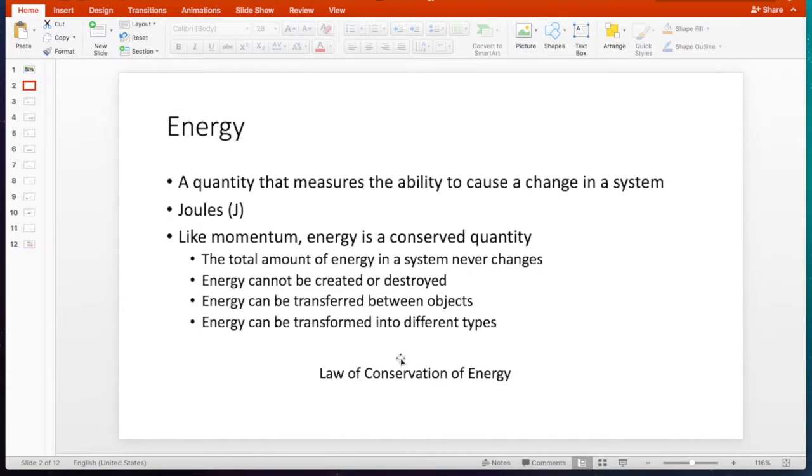The total amount in a system cannot go up or down, unless, of course, something is acting on that system, something from the outside coming in to act on that system. Remember, the word system just refers to whatever it is that we're studying at the time. So yeah, energy is conserved, just like momentum.